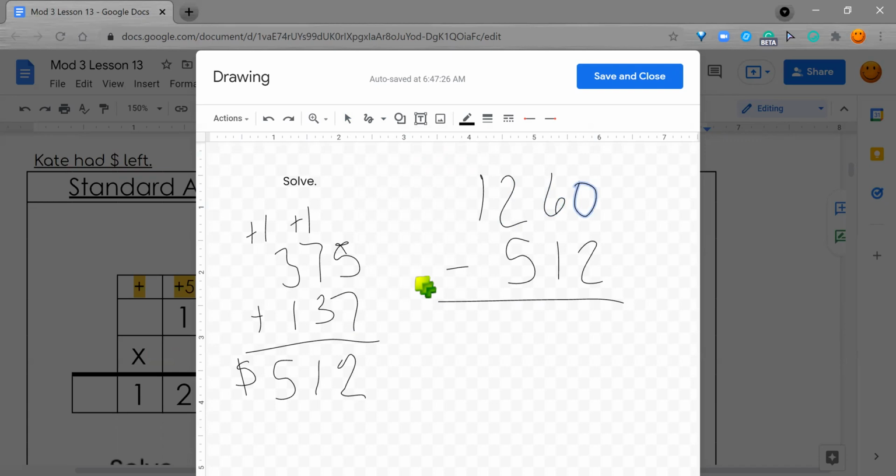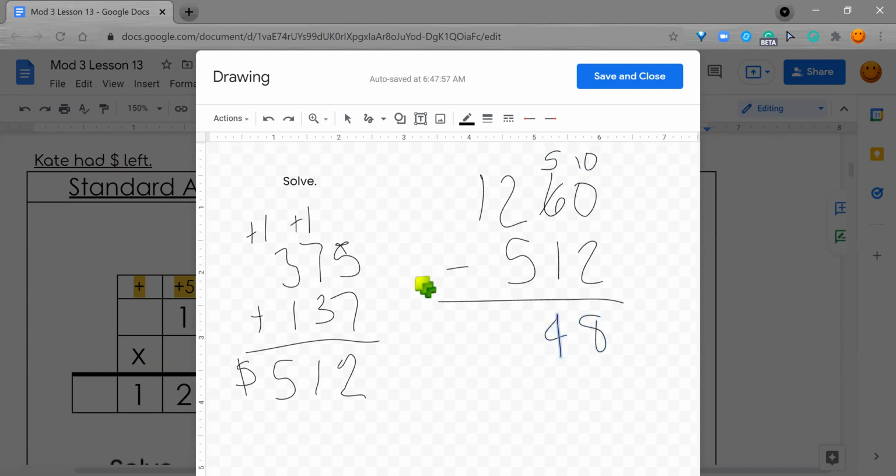So 0 subtract 2. Nope, I can't do that in the ones column. So I'm going to go to the tens column and take 1 from the 6 tens. So now I'm going to have 5 tens. I'm going to take that 10, put it in the ones column. So now I have 10 ones plus 0 ones, which is 10. Now I'm going to go 10 minus 2, which is 8. 5 minus 1, which is 4.